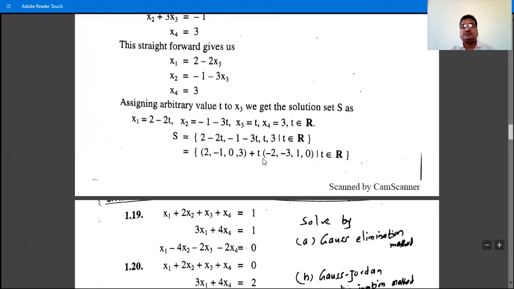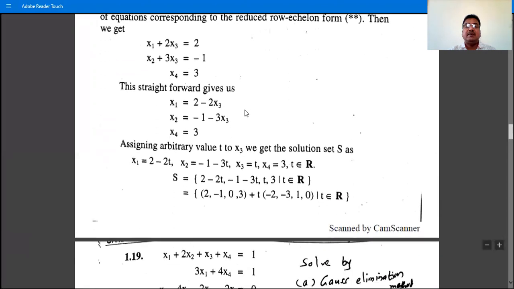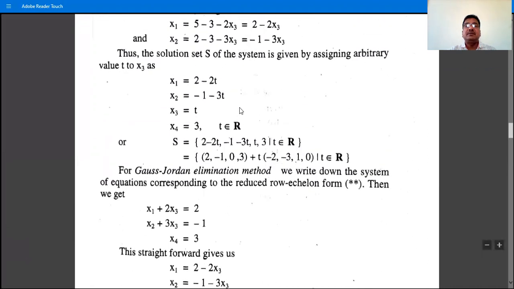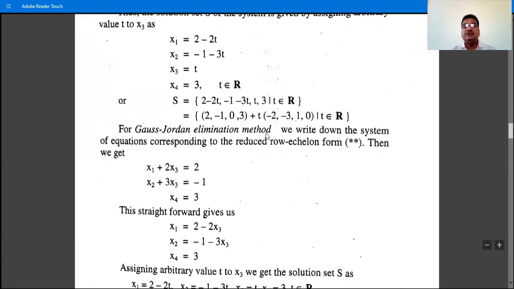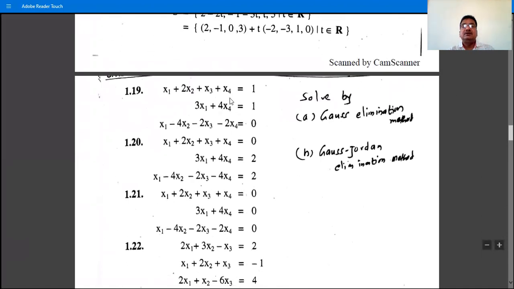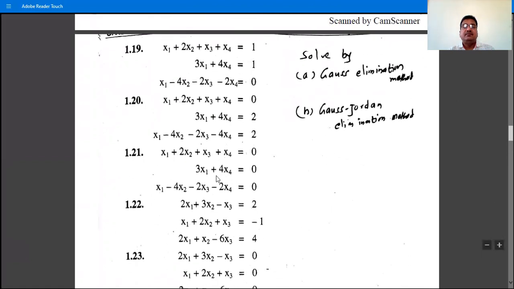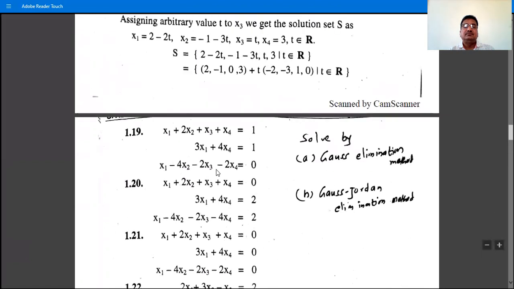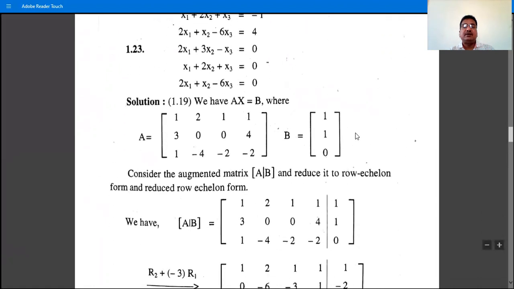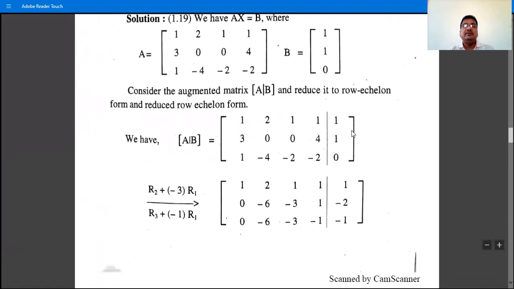So we have the same answer by using the Gauss-Jordan method and the Gauss elimination method. The format may be changed; it depends on your calculation. So these are some examples for homework. Solve all these examples by using the Gauss elimination method as well as the Gauss-Jordan elimination method. The answers are also given.